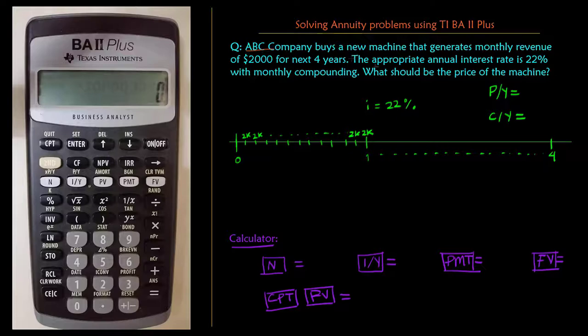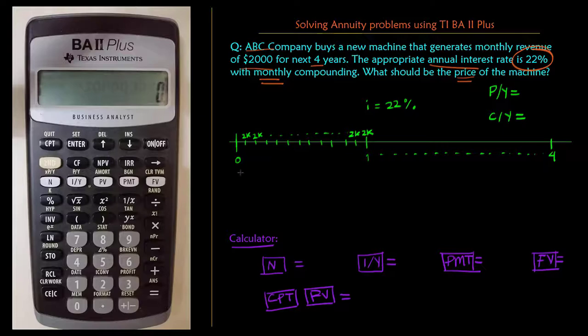ABC company will buy a new machine that will generate a monthly revenue of $2,000. So we'll have a monthly cash inflow of $2,000 for 4 years. And the interest rate for this project is 22%. This 22% is the annual interest rate, but it will be compounded monthly. Now, what should be the price of this machine? The price should be the present value of all the cash flows that will be generated by this machine.